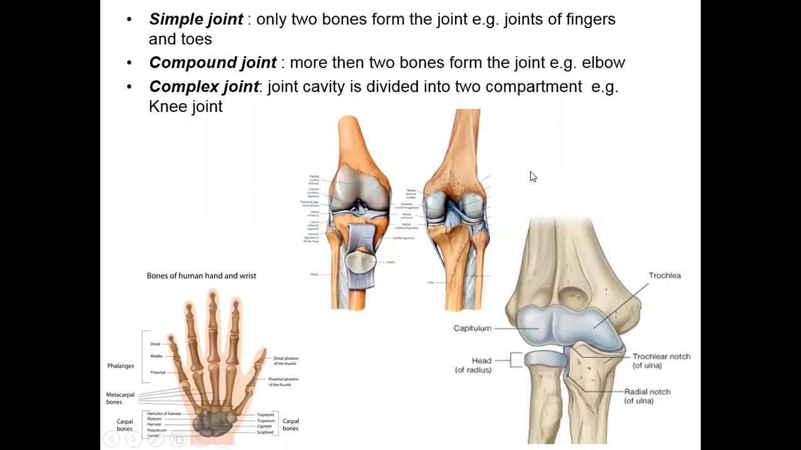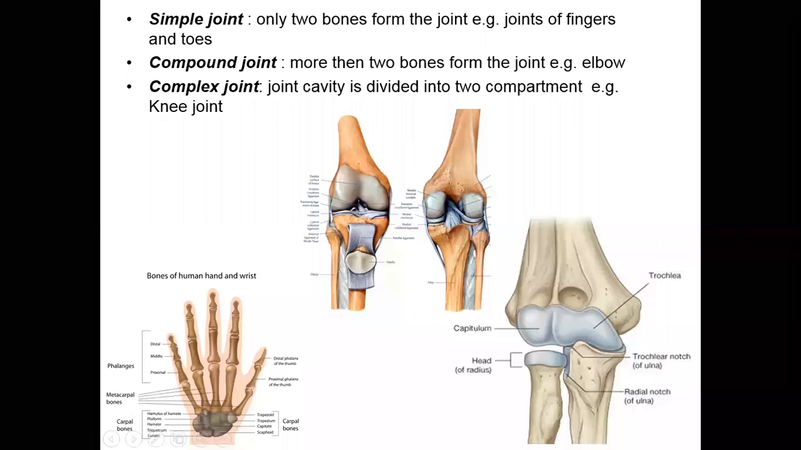Now, simple joints. In simple joints, only two bones form a joint. As the name suggests, this is a simple joint where two bones come in close contact with each other and form a joint. For example, joints of fingers.